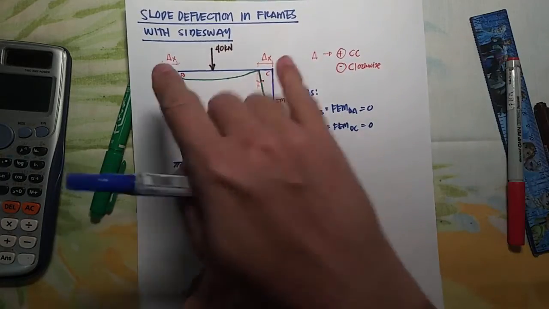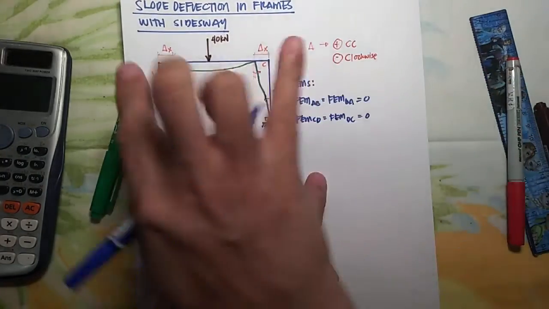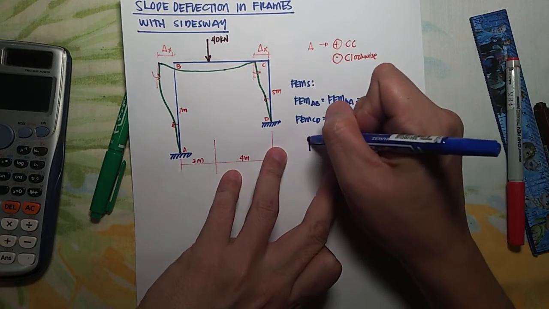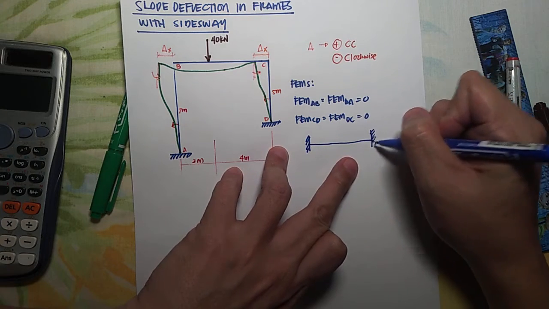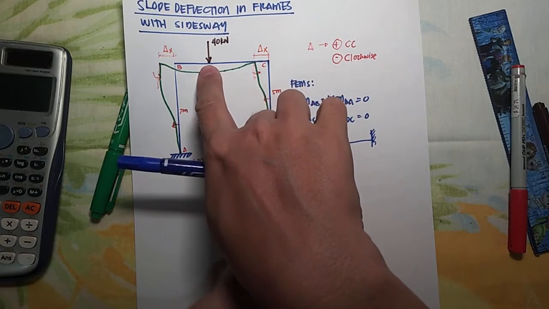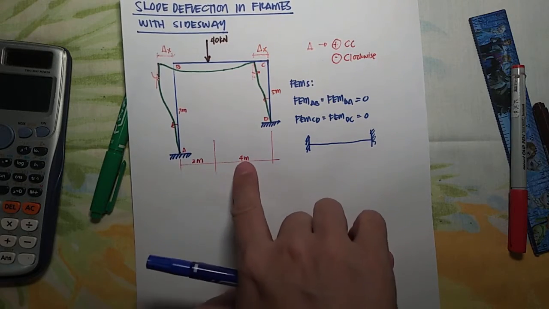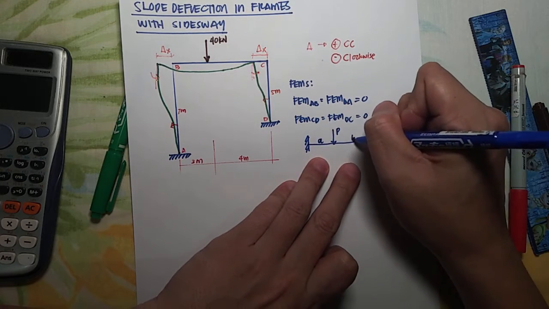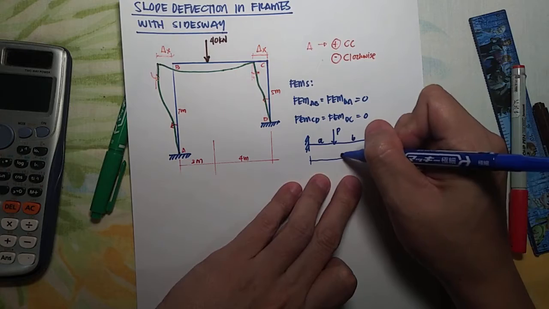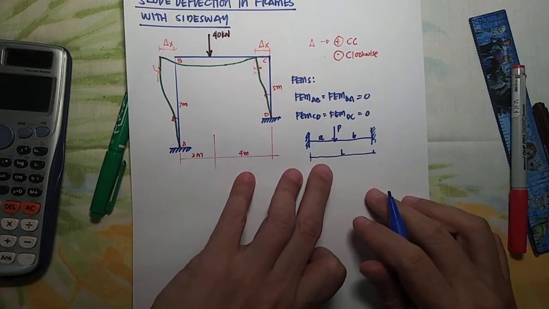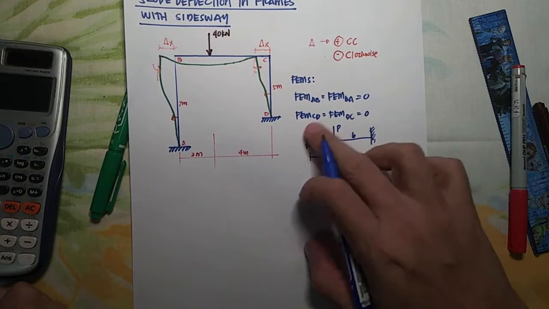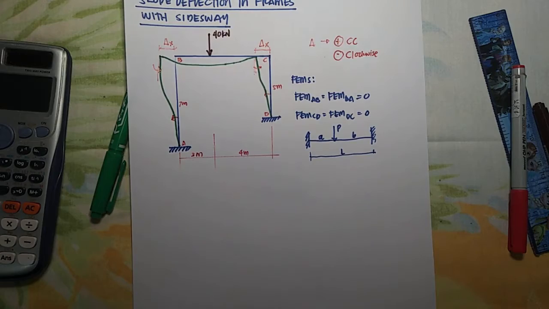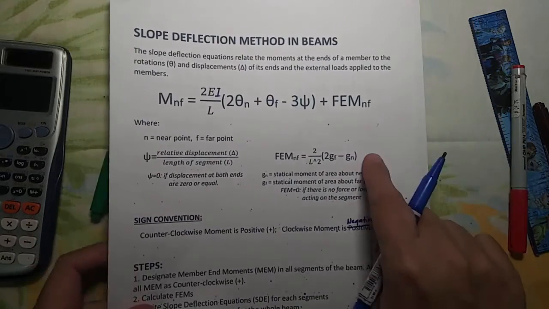Now, what about this member BC? Here's member BC. We will make it fixed at both ends. This time, the load is not placed at the midspan, since it's 3 meters here and this is 4 meters. So let's say this is P, this is distance a and this is distance b. And of course, the total span is L. We could derive the fixed end moment here by the equation that we have used before from the slope deflection method. So, this one.